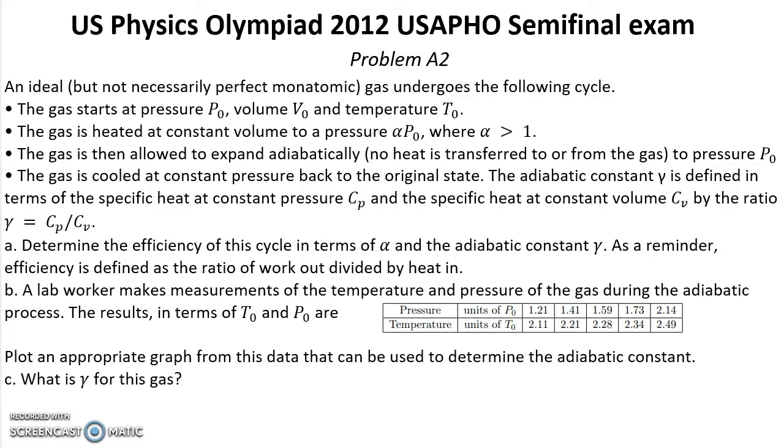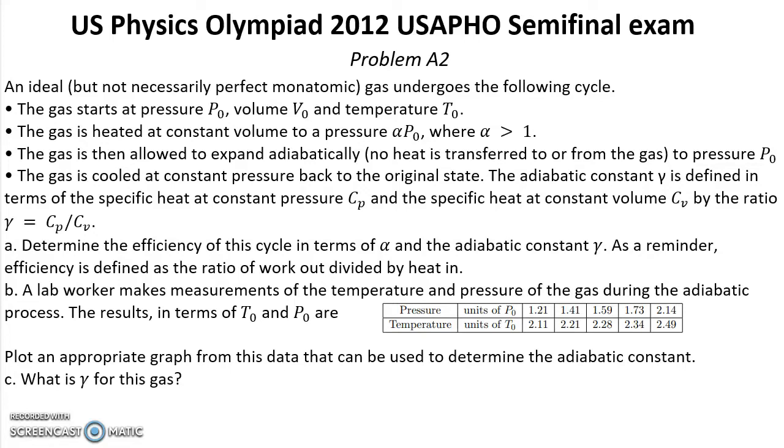An ideal but not necessarily perfect monatomic gas undergoes the following cycle. The gas starts at pressure P0, volume V0 and temperature T0. The gas is heated at a constant volume to a pressure alpha P0, where alpha is greater than 1. The gas is then allowed to expand adiabatically. No heat is transferred to or from the gas to pressure P0. The gas is cooled at a constant pressure back to the original state.